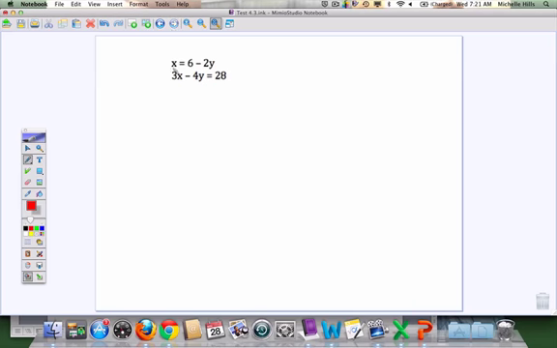Now this one's only different in that I don't have y isolated, I have x isolated, which means where I see x in the other equation, I can substitute 6 minus 2y in its place. So 3 times, instead of x, substituting 6 minus 2y, and then bringing down my minus 4y and my equals 28. Doing the distributive property gives me 18 minus 6y minus 4y equals 28. Combining like terms here, I've got this minus 6y and then also a minus 4y on the same side. That's going to give me a minus 10y.